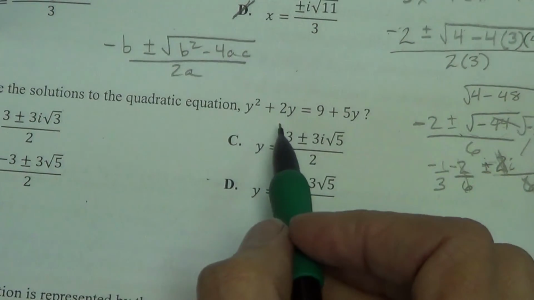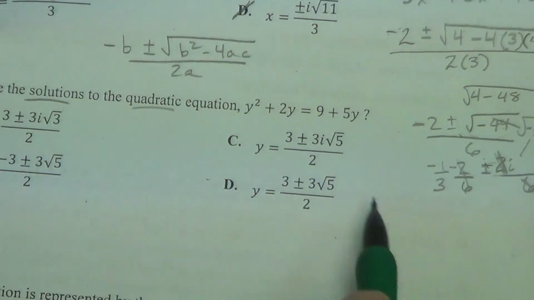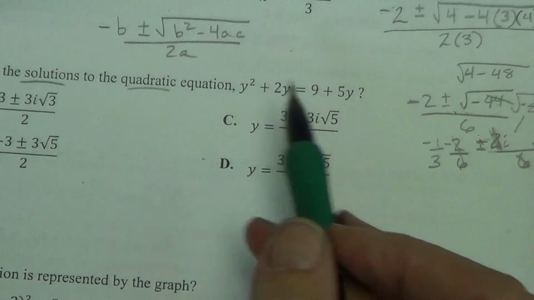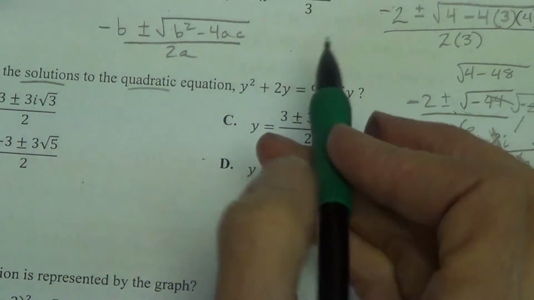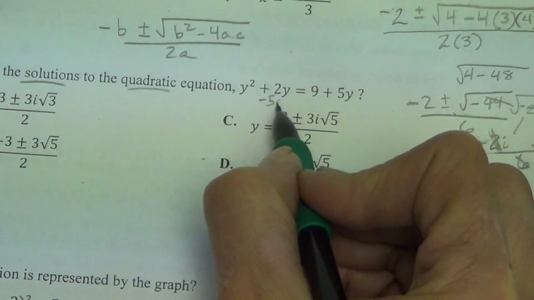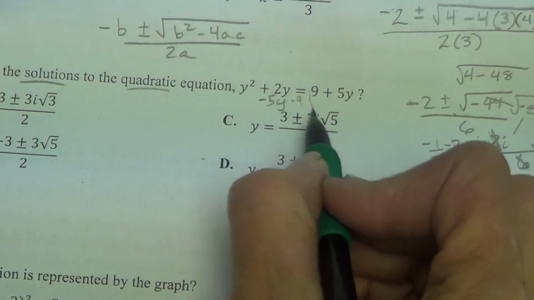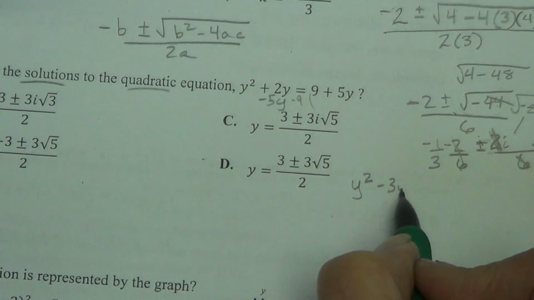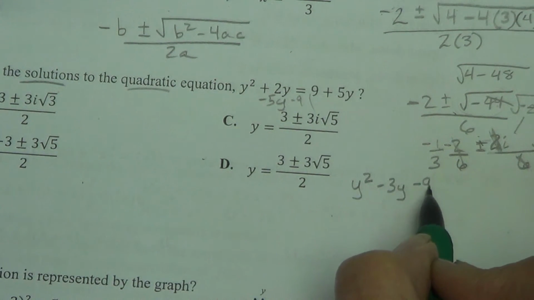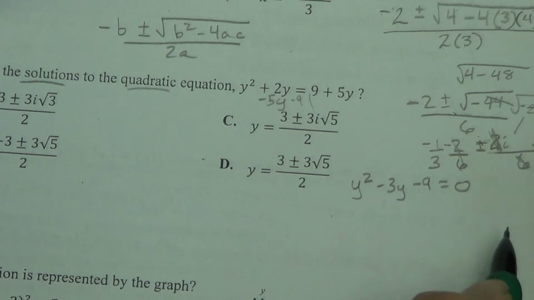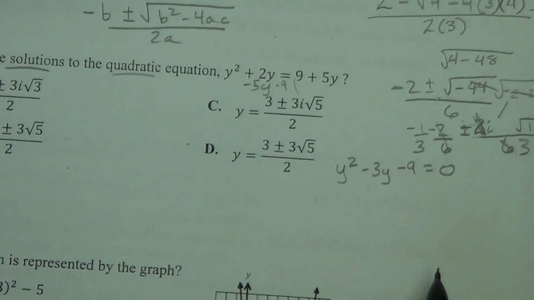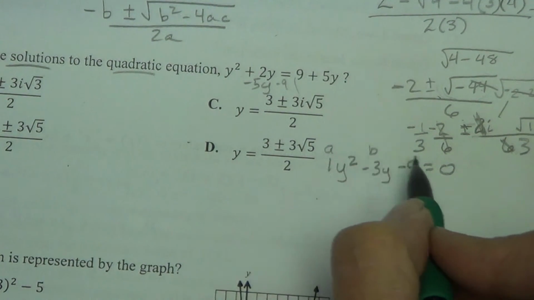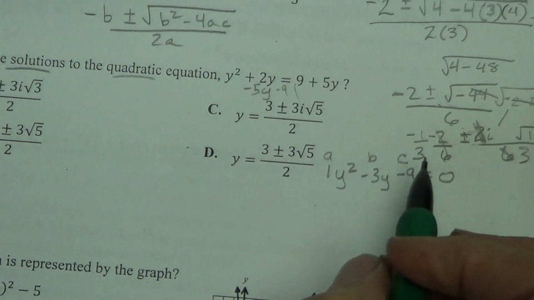Next one. Again, they want solutions to the quadratic. Probably the easiest way is the same thing that you did before. Bring them over to this side, so -5y and -9. Set it to 0. So we'd have y squared minus 3y minus 9 equals 0. Now, if you could factor, you could find the solution that way easily too. Since we can't, we look at a, which is 1, b is -3, and c is -9.